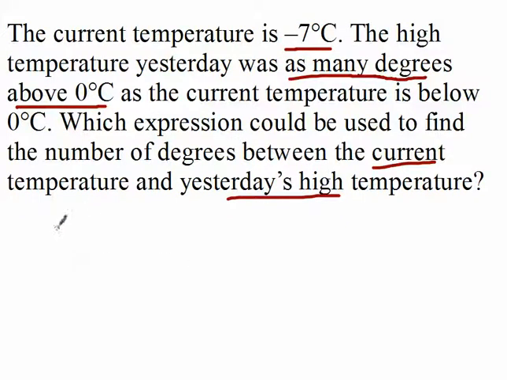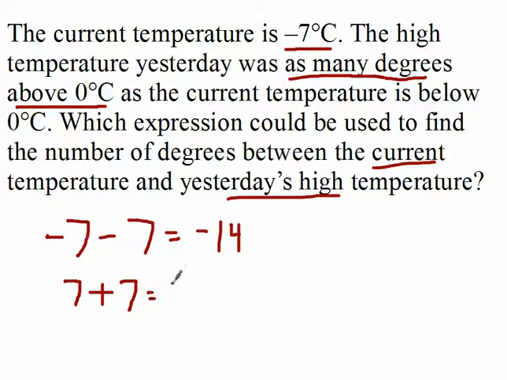All right, so I could say -7 minus 7, which is a -14, or 7 plus 7 is 14. What I'm looking for is just the absolute value here, because I'm wanting to know what is the number between the two. So I do not want positive or negative, I just want the absolute value.